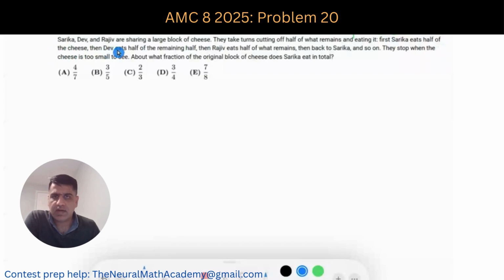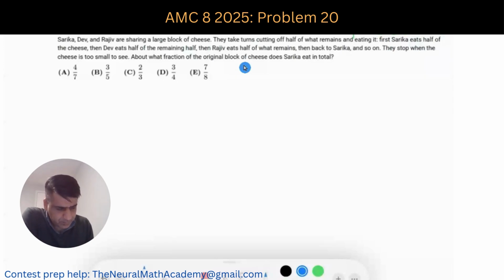Sarika, Dev, and Rajiv are sharing a large block of cheese. They take turns, cutting half of what remains and eating it. First, Sarika eats half of the cheese, then Dev eats half of the remaining, and this cycle continues until the cheese is too small to see. So we have to find out what fraction of the original block of cheese Sarika eats in total.